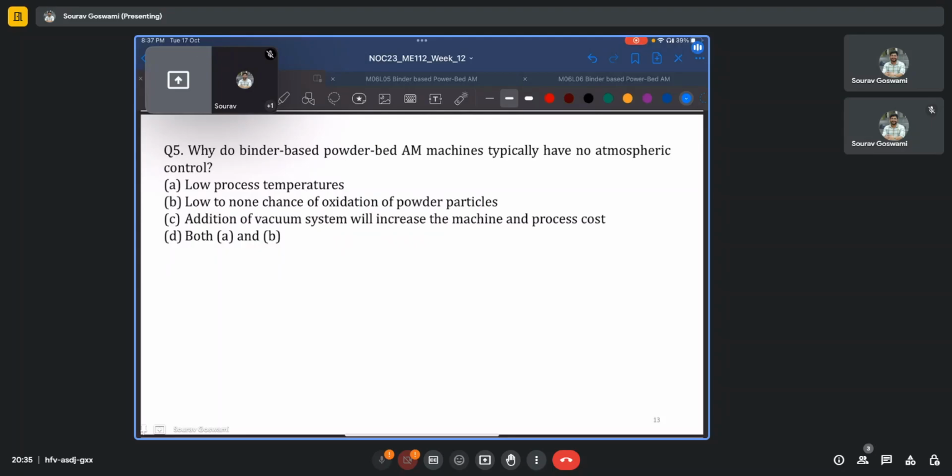Also because of the low temperatures, the feedstock material will not get easily oxidized. Again, there is no oxidation because of these reasons as we discussed. And the addition of a vacuum system will increase the machine and process cost. While this is true, this is not a reason for foregoing the vacuum system, because what's needed is needed. But in this case, it is not required at all. Thus, both options A and B are correct.